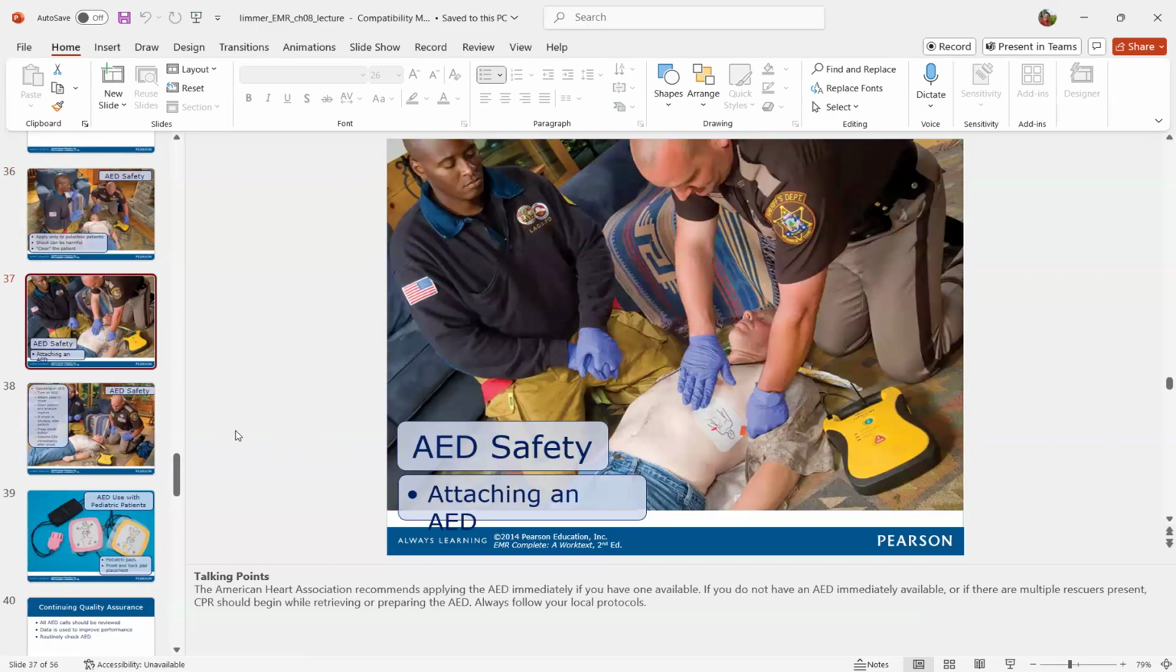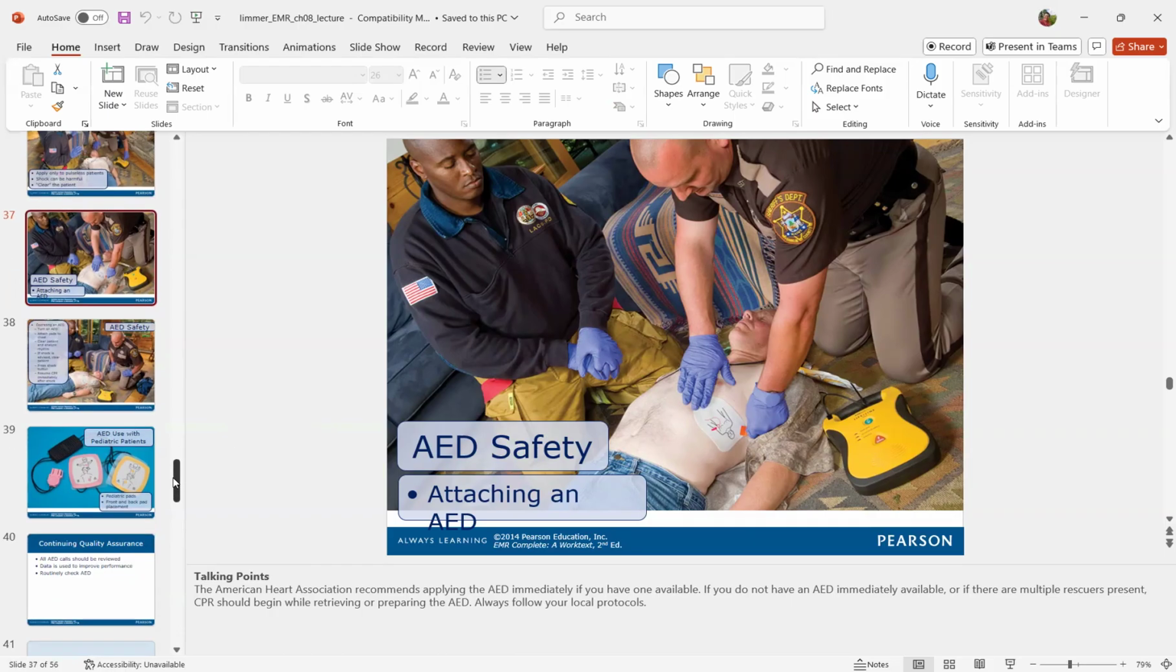The American Heart Association recommends applying the AED immediately if you have one available. If you have a cardiac arrest, no pulse situation, and an AED is immediately available, and there are multiple rescuers present, CPR should be started and we should prepare the AED and put it on. First thing we do is turn it on.